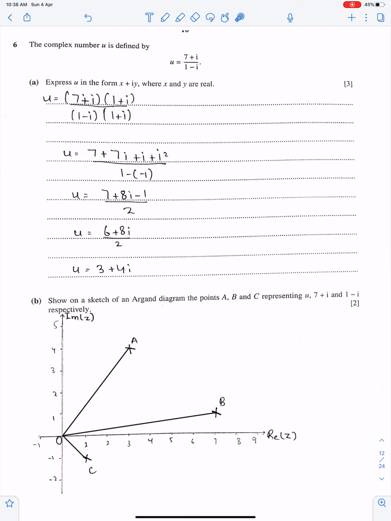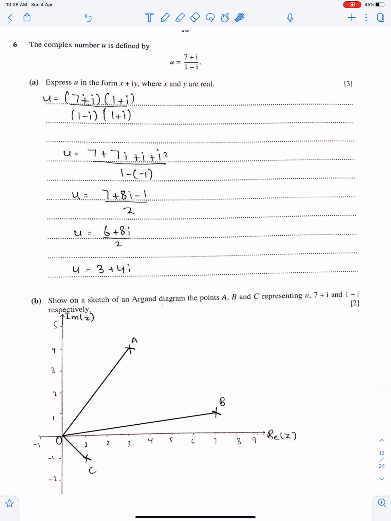Next question. This is so simple, you just need to rationalize this, and you all know how to rationalize this. 1 plus i, 1 plus i. So when you rationalize this, you'll get this thing. Do these calculations carefully.